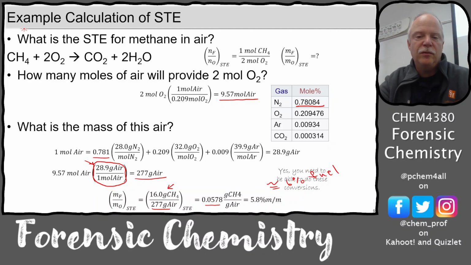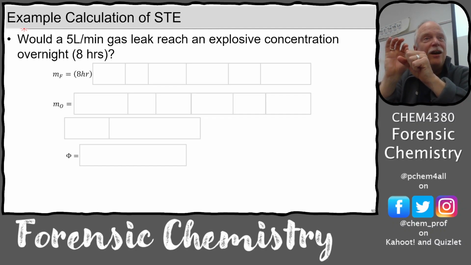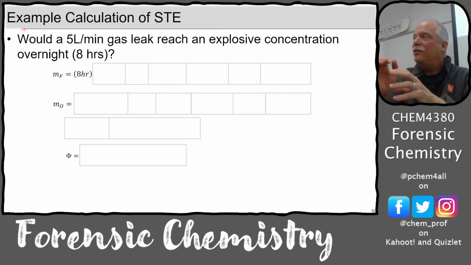So naturally, the question would be, do you need to do these calculations? Yes. So the calculation we may be interested in is, would a 5 liter per minute gas leak reach an explosive concentration overnight? So you've got a natural gas heater or something like that in the closet, and you bump one of the hoses. It's an old hose with a tiny little hairline crack, and you don't hear it, but 5 liters per minute is leaking out, which is a moderate leak. It's not really small, but it's not huge either.